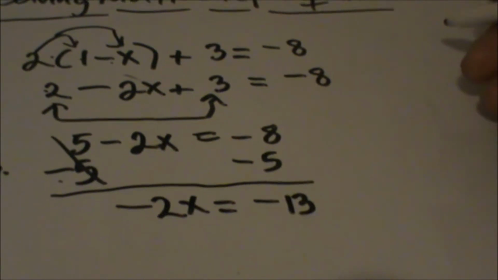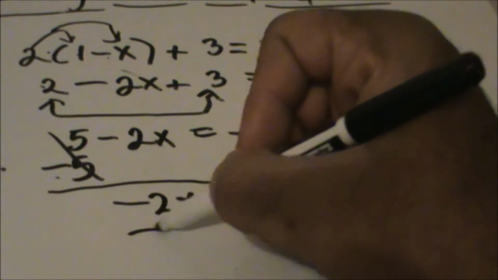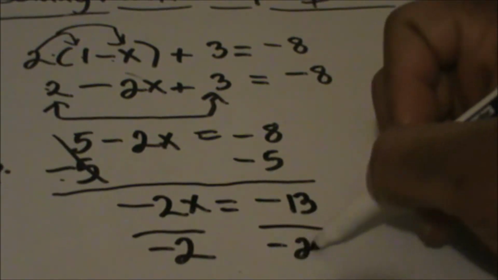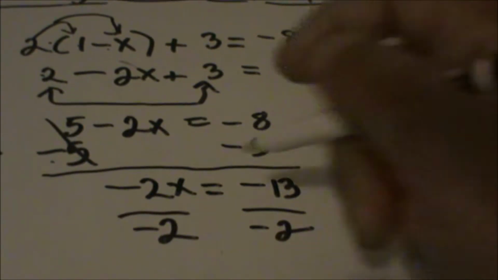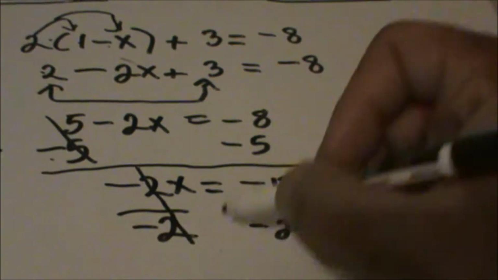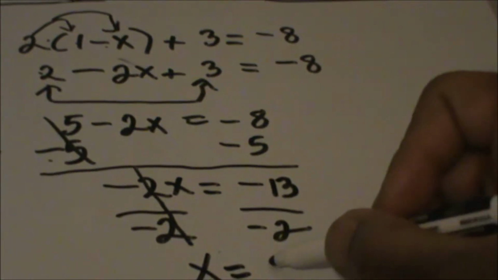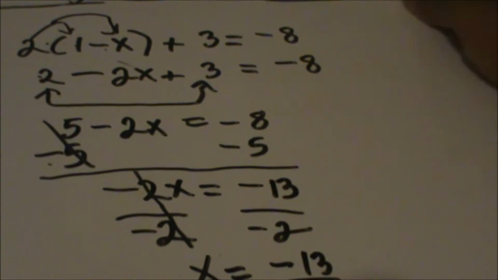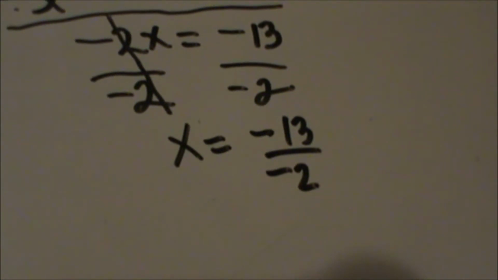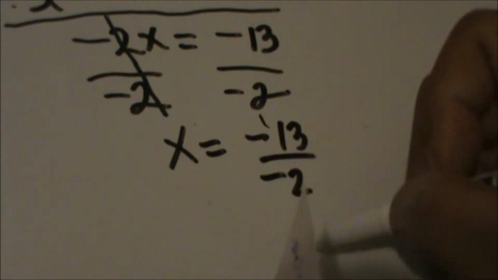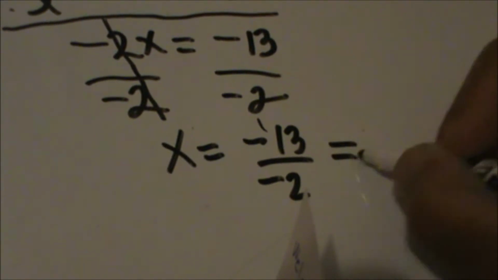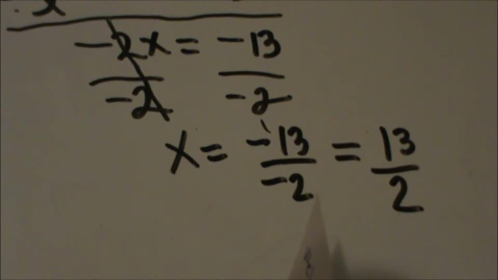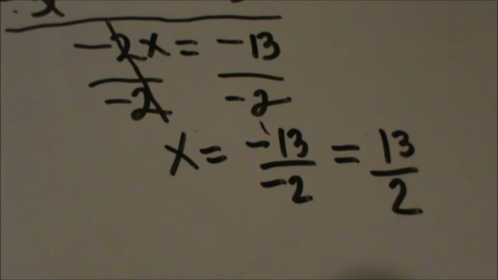Alright, and then we divide by negative 2 on both sides. I'm using the same sign number. Then x, this cancels out, so we have x equals negative 13 over negative 2, but notice they have a negative in the numerator and denominator, so they cancel. So this will equal a positive 13 over 2. Okay, I hope you understand that.